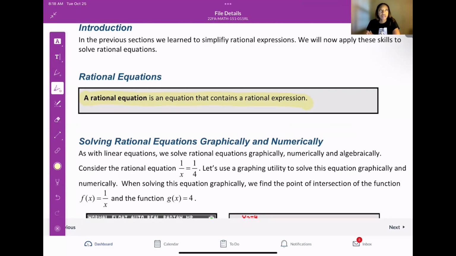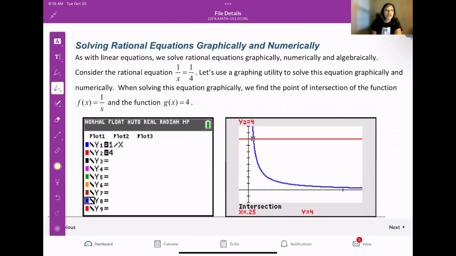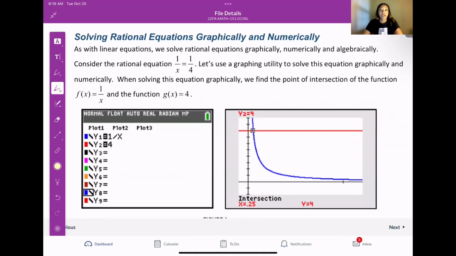And then, like I said, the one big difference between how we solved these types of equations and how we solved linear equations in the previous chapter is, well, now we have denominators, and one technique we're going to use is to clear fractions, or get rid of the denominators, by multiplying by the LCD. All right. Before we get into that, let's talk about how we can solve these equations graphically or numerically.